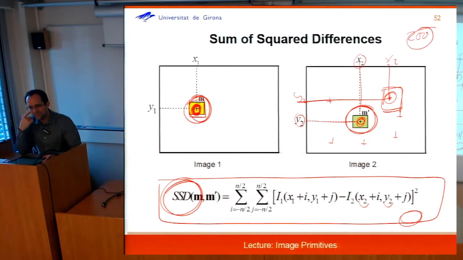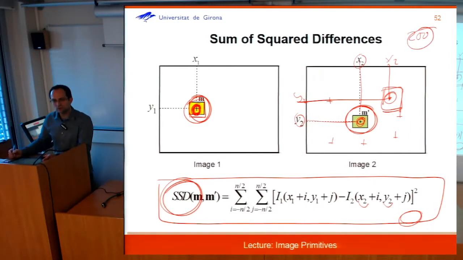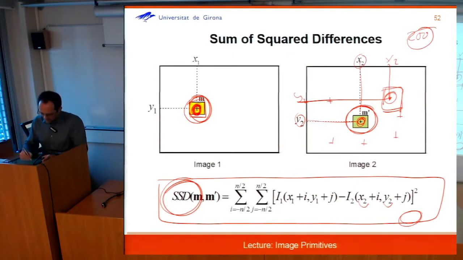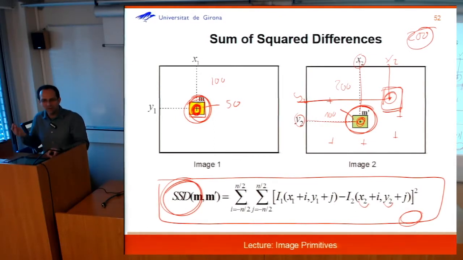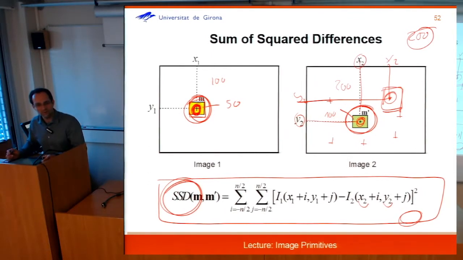The first problem is that, remember that situation where I told you that I have different exposures, and this is 100, and this is 50, and here this is 200, and the patch is 100? Is this going to work when I get the right match? No, because I'm using the intensities directly. So I'm not able to compensate for these differences in the intensity of the images. So this is not going to work.